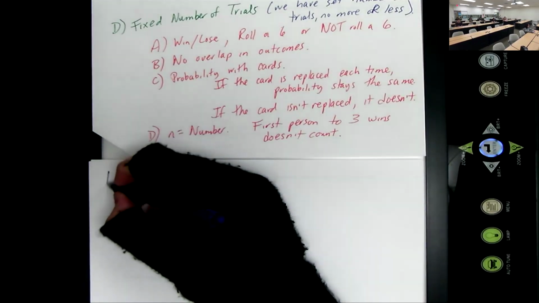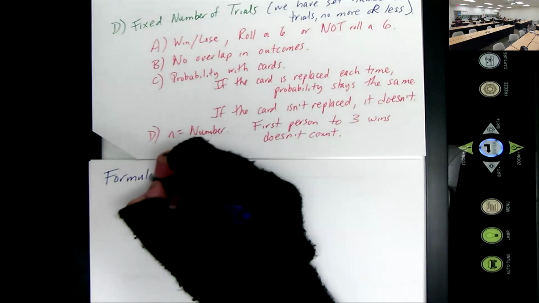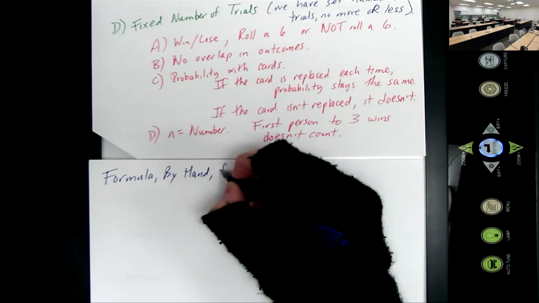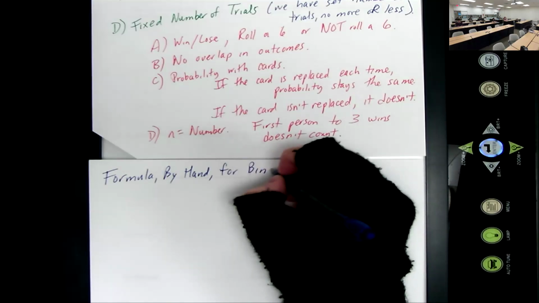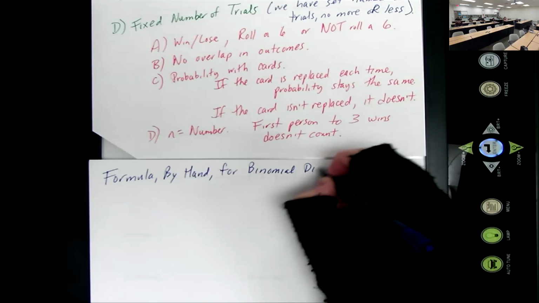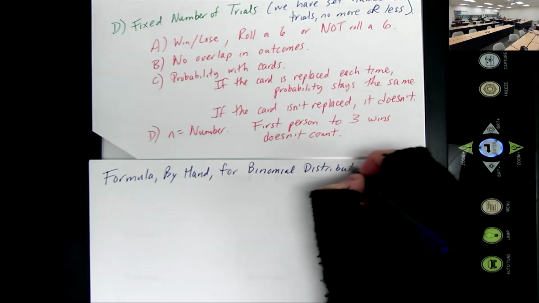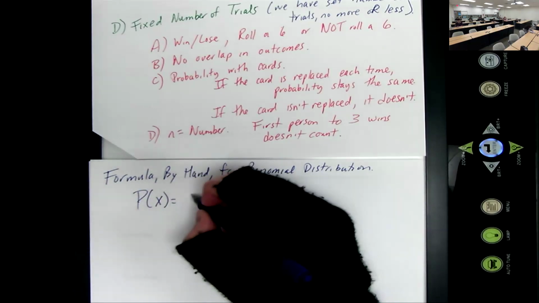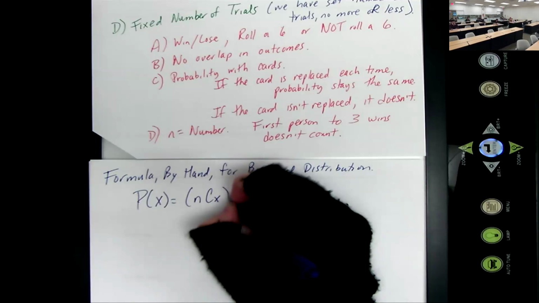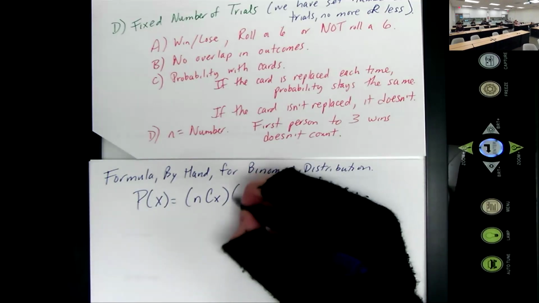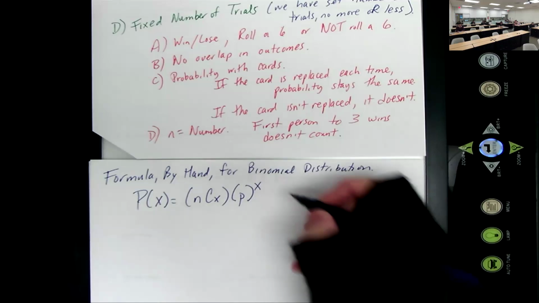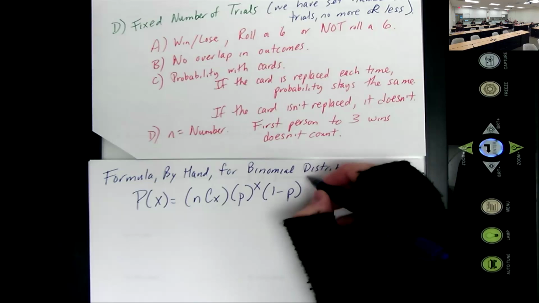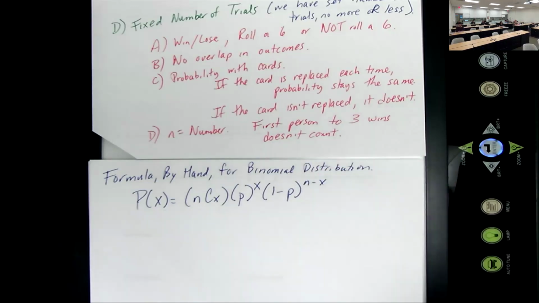It's the work StatCrunch is saving you from. This is the formula, by hand, for binomial distribution. I want you to know the suffering that you are avoiding. Probability of x is n choose x times probability raised to the x power times 1 minus probability raised to the n minus x power.